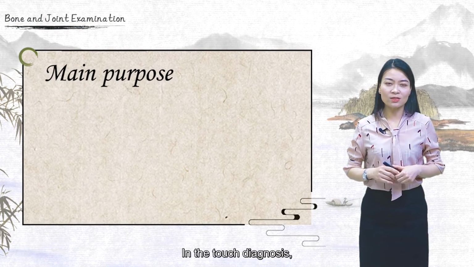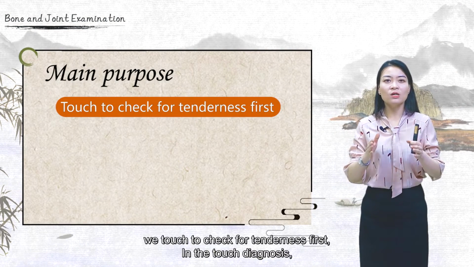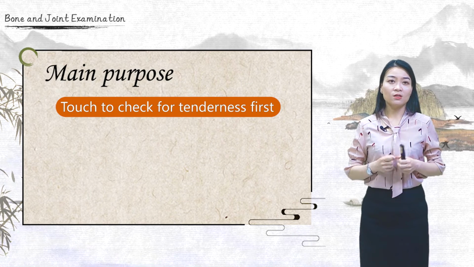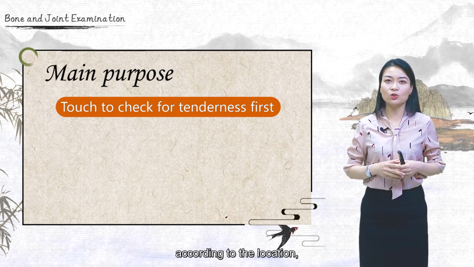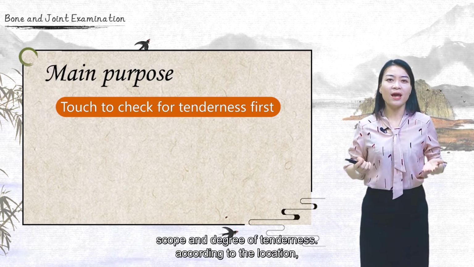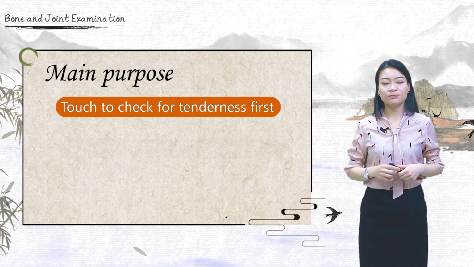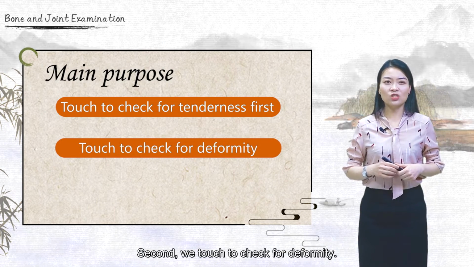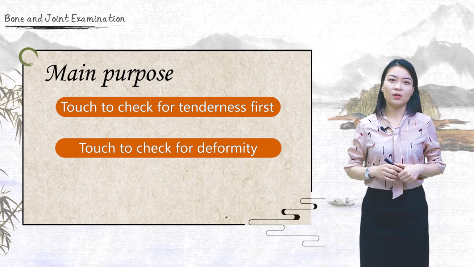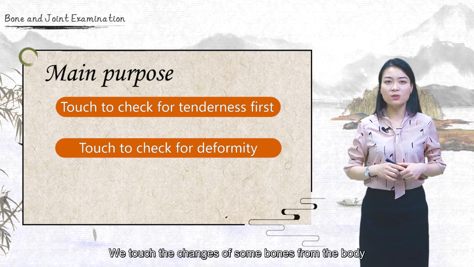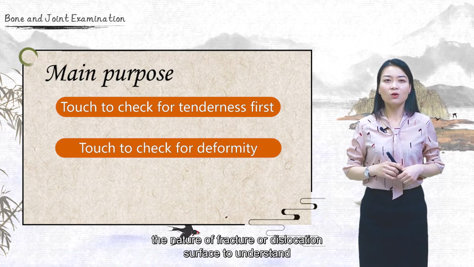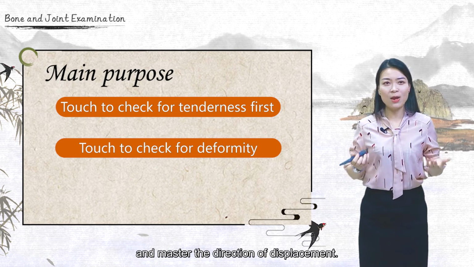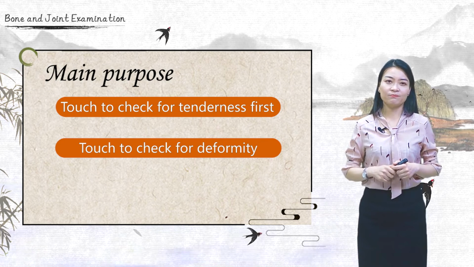In the touch diagnosis, we touch to check for tenderness first, so as to identify the nature and type of injury according to the location, scope, and degree of tenderness. Second, we touch to check for deformity. We touch a change of some bones from the body surface to understand the nature of fracture or dislocation and master the direction of displacement.